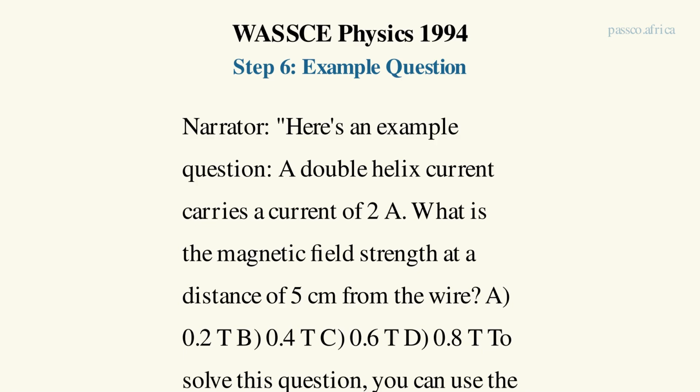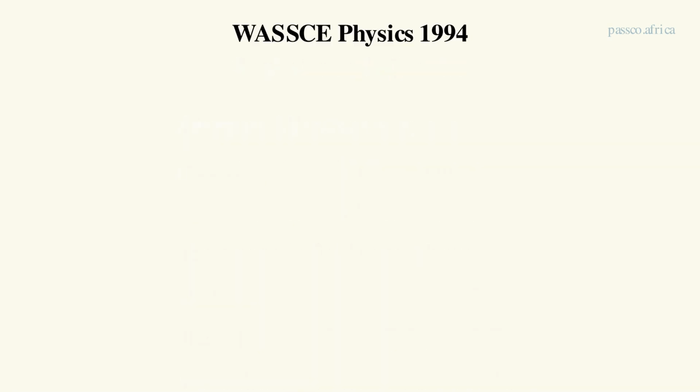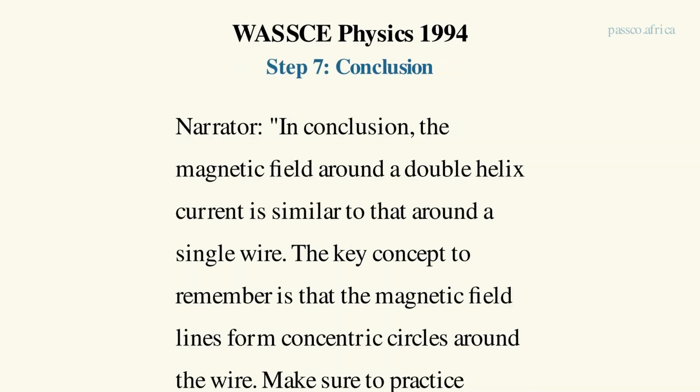Step 7. Conclusion. Narrator. In conclusion, the magnetic field around a double helix current is similar to that around a single wire. The key concept to remember is that the magnetic field lines form concentric circles around the wire. Make sure to practice applying this concept to different scenarios in your exam.